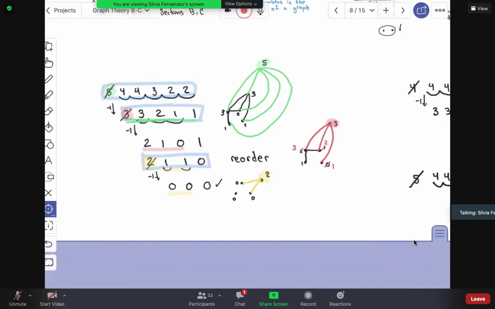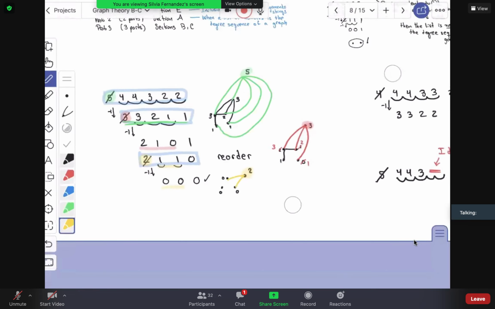You see? So you can stop whenever you want. My advice is that if you identify a graph earlier in the game, just use that one and then backtrack from there. Okay?